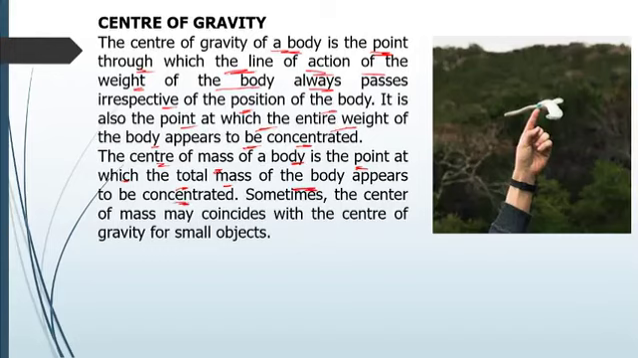Center of gravity basically has to do with the point that the Earth uses to pull that particular body down to its center. It is the point where all the force on that body is concentrated, and it is also the point at which the entire weight of the body is concentrated. Alright, so sometimes the center of mass may coincide with the center of gravity for some small objects, but not at all times. They are two different things.